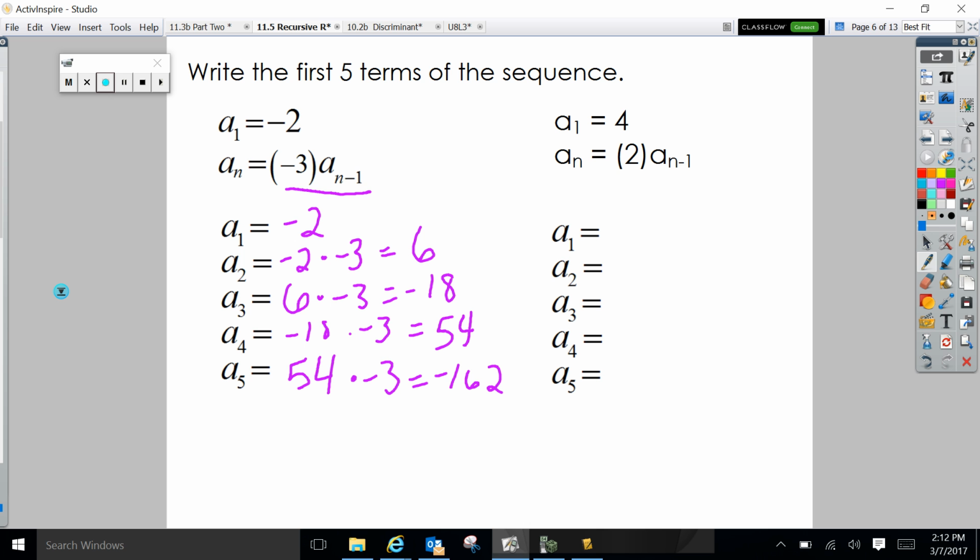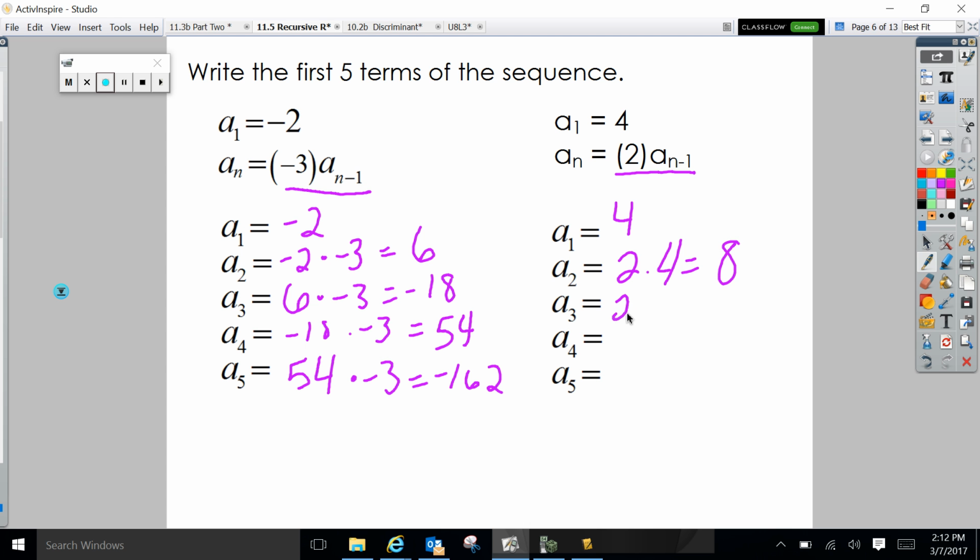Over here, it's telling me the first term is 4, and it's 2 times the previous term. So if the first term is 4, and it's 2 times the previous term, the second term is going to be 2 times 4, which is 8.